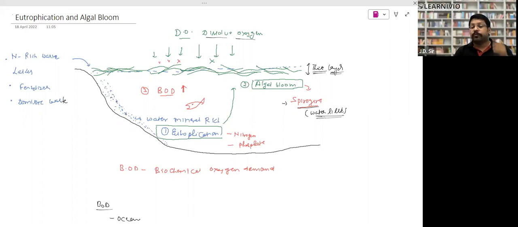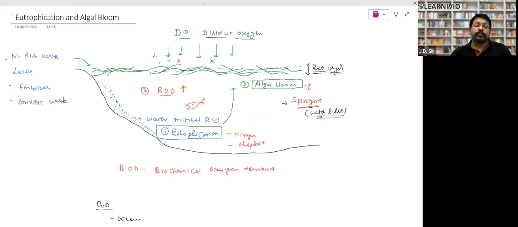Because of the nitrogen-rich waste, right? Now eutrophication is the first problem, and it gives birth to the second problem. The second problem is that the algae found in the lake, because of this nitrogen-rich waste, start multiplying massively, at a very fast pace. And they make a thick layer of algae at the top of the lake. This is called algal bloom.